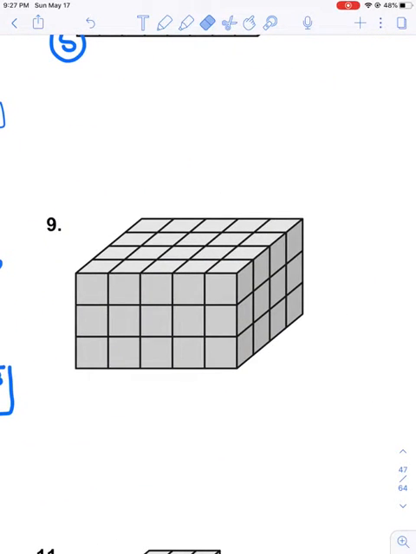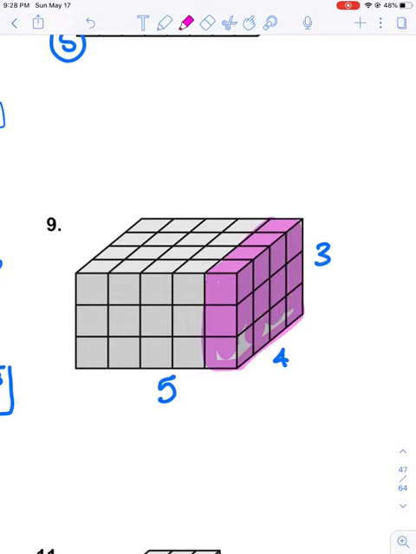On number 9, I want to show you how we could actually use a different side of the cube or the rectangular prism to be our base. So first pause the video and label the sides like we've been doing before. All right, hopefully you've done that. 5, 4, and 3. Now what happens if I say that this is my base instead?